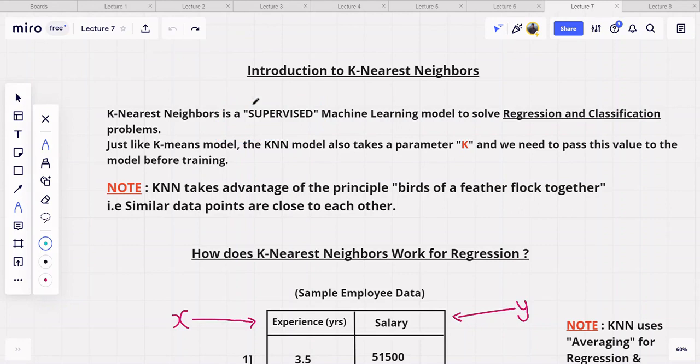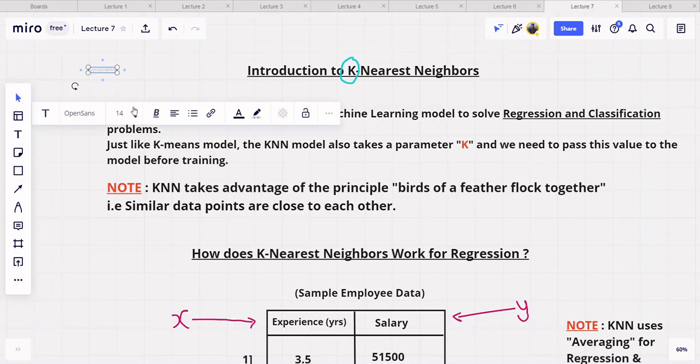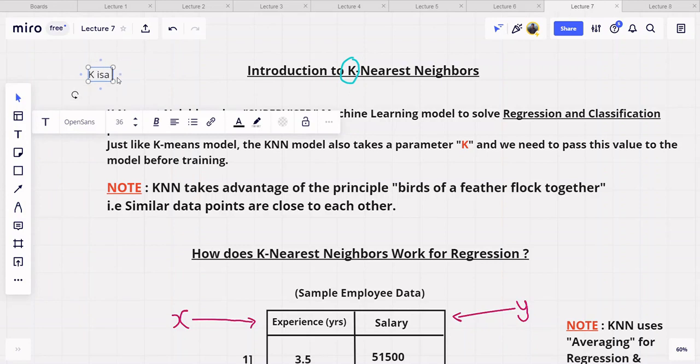Now, one main point is the keyword k. If you have seen the previous video on k-means clustering, then you know that in k-means clustering, this k is a hyperparameter. Let me also write this here. K is a hyperparameter. Now, what does a hyperparameter mean?